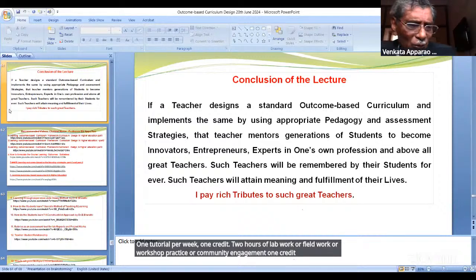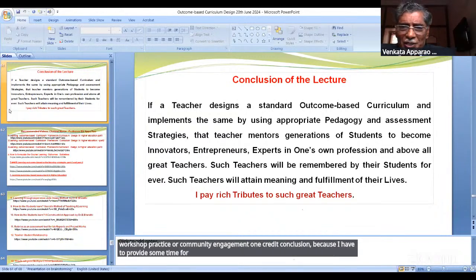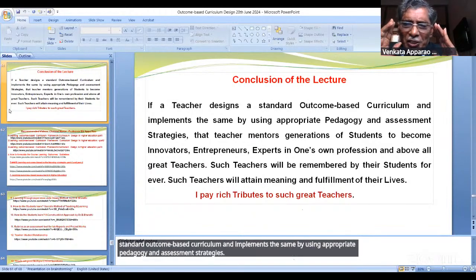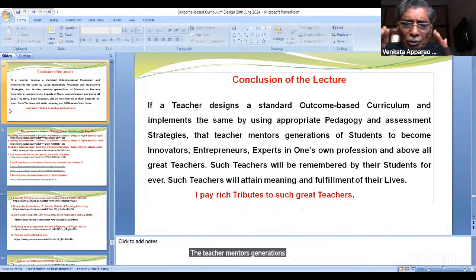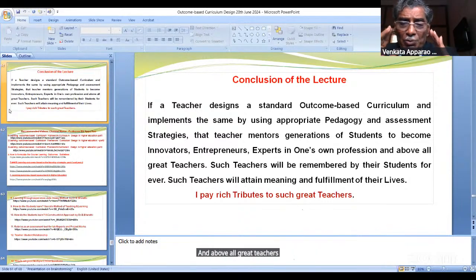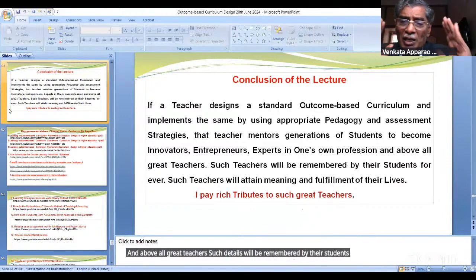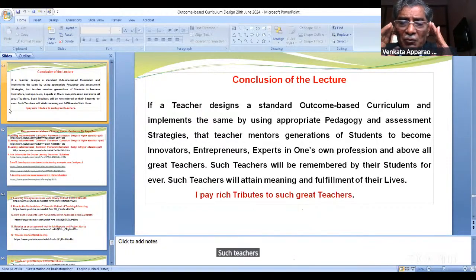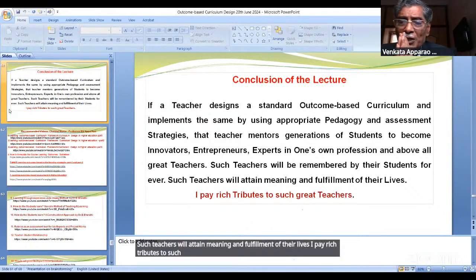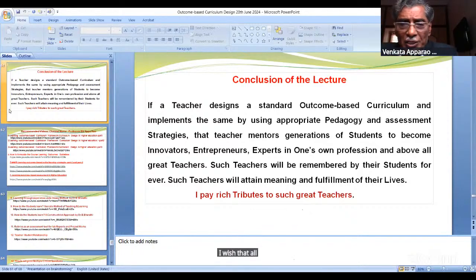Conclusion, because I have to provide some time for the question and answer session. If a teacher designs a standard outcome-based curriculum and implements the same by using appropriate pedagogy and assessment strategies, the teacher mentors generations of students to become innovators, entrepreneurs, experts in their own profession, and above all, great teachers. Such teachers will be remembered by their students forever throughout their lives. Such teachers will attain meaning and fulfillment in their lives. I pay rich tributes to such great teachers. I wish that all of you become such great teachers.